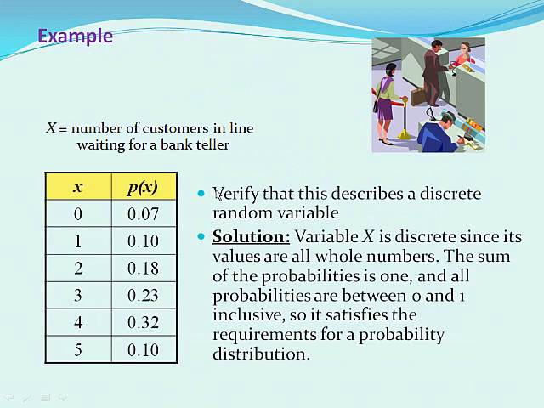Here is an example. We have the random variable x defined as the number of customers in line waiting for a bank teller. The first column gives the possible values of the random variable 0, 1, 2, 3, 4, 5. And the second column gives the corresponding probabilities. Notice that these probability values all lie between 0 and 1, and the total probability comes out to be 1. So if you add this column, you get the total to be 1, which is property number 2.